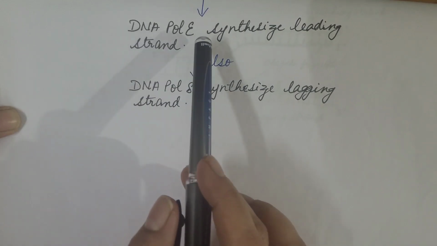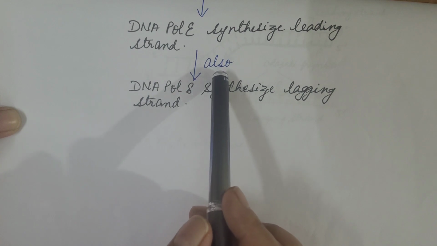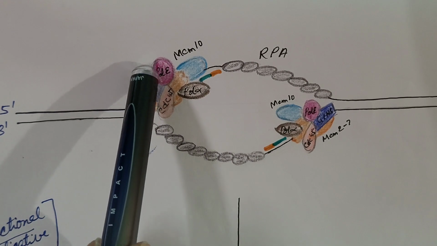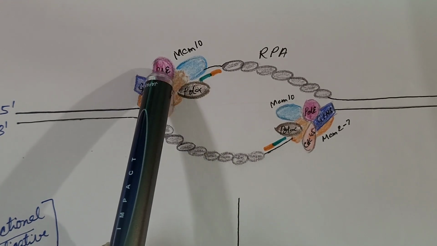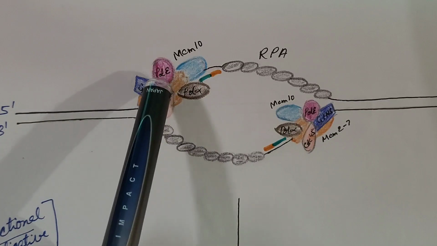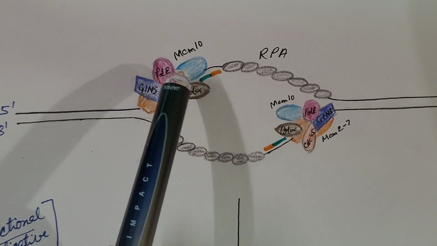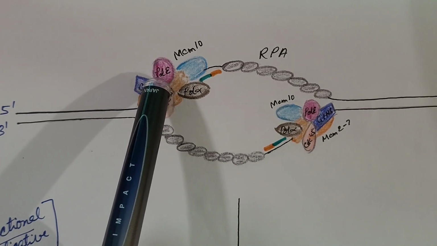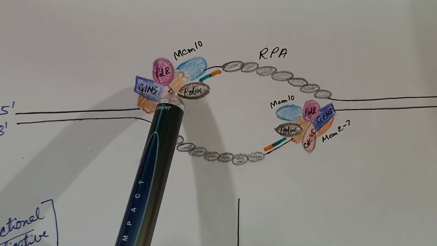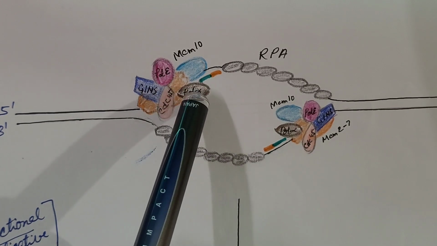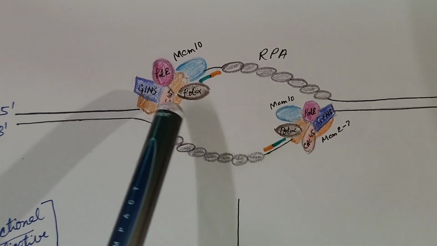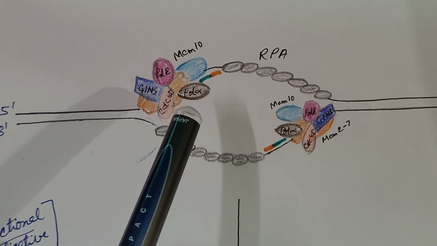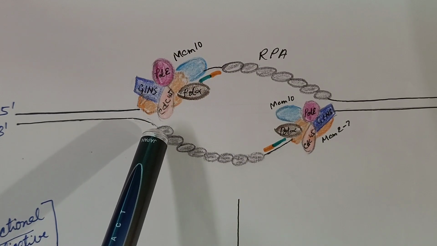Then the DNA polymerase epsilon synthesizes the leading strand. Also DNA polymerase delta synthesizes the lagging strand. DNA polymerase epsilon is already recruited to the CMG complex, but it cannot initiate the DNA synthesis as it requires a 3'-OH group for the extension of the new strand, which is provided by the primer. Hence, once the DNA polymerase alpha synthesizes the primer, then only the main replicative enzyme DNA polymerase epsilon and also DNA polymerase delta is loaded.